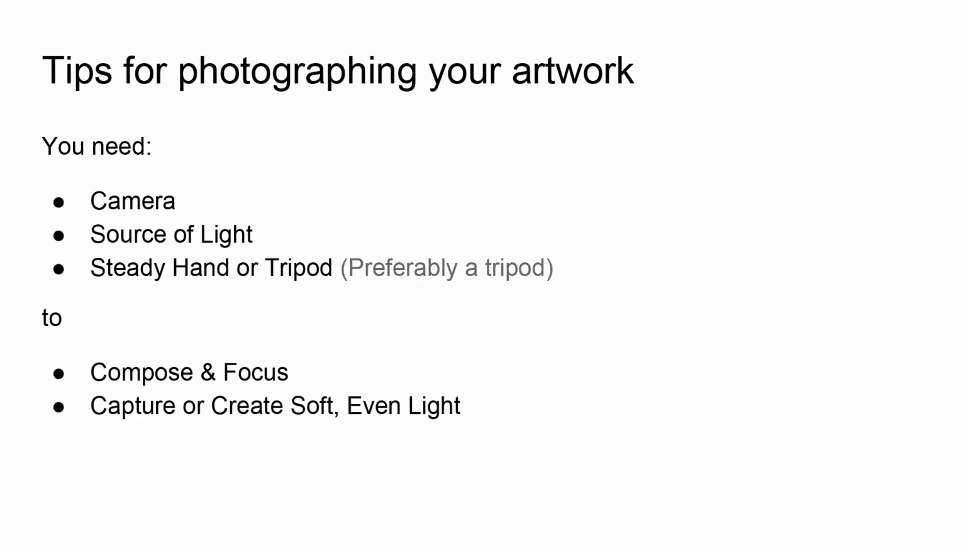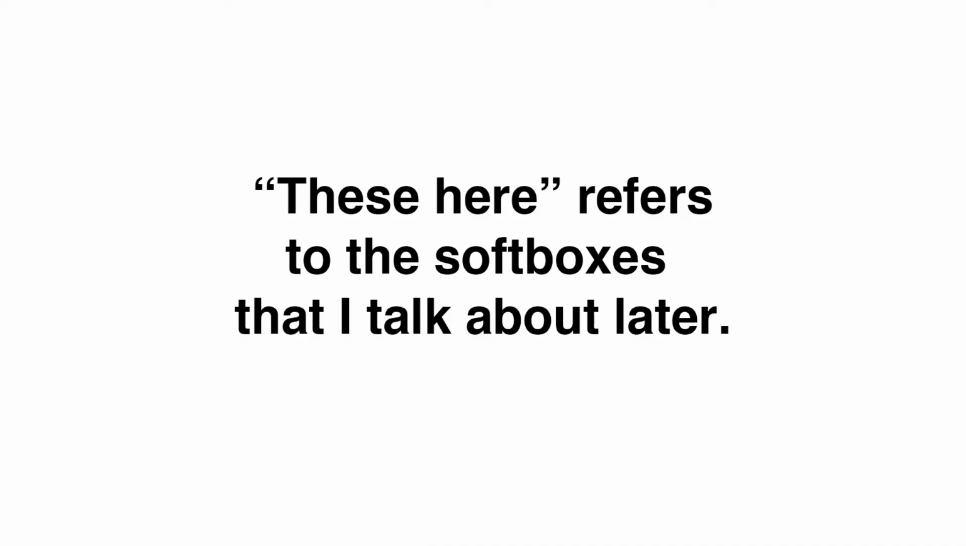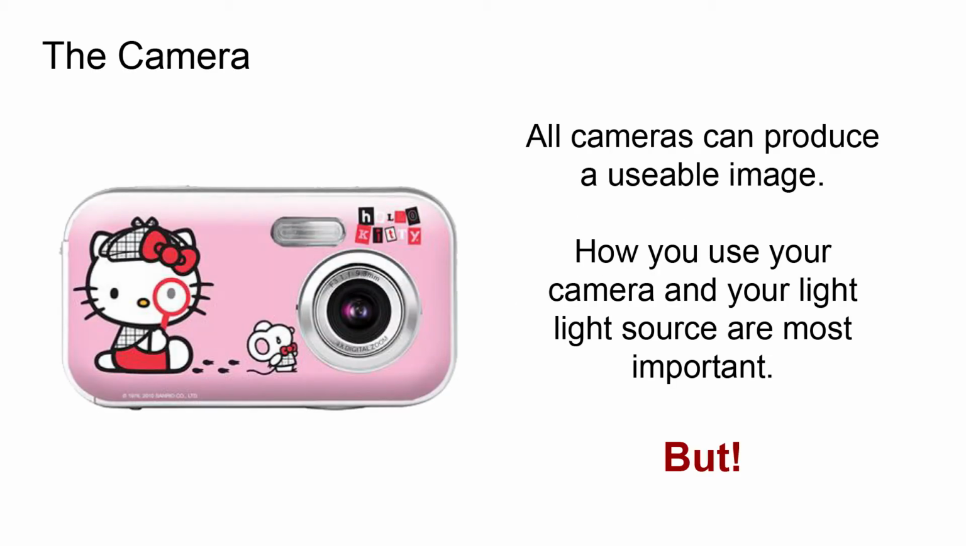And then we're going to use those things to compose and focus, and capture or create soft, even light. Capturing light might be outside, creating light might be using something like these here. So maybe not this camera, but it could take a picture. So basically all cameras can produce a good picture. It really comes down to how you use it and the settings, and the light that you use is going to make a bigger difference than the camera that you have.